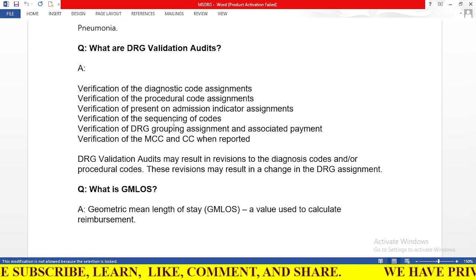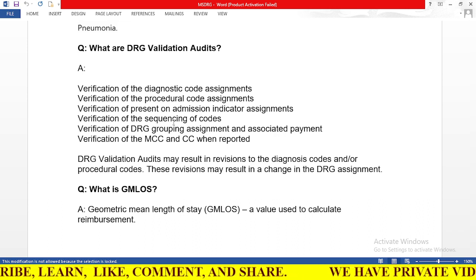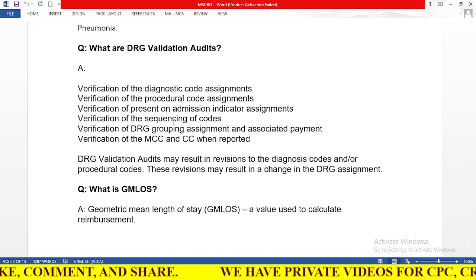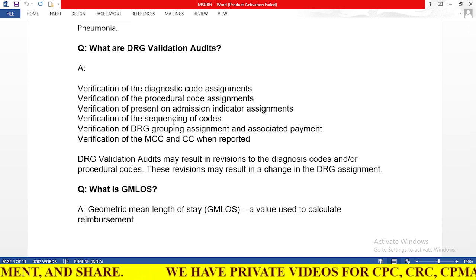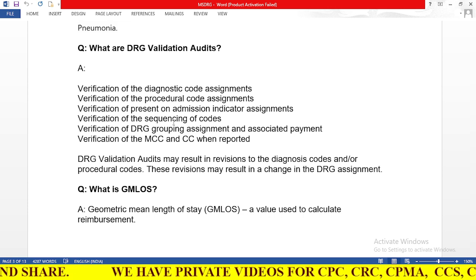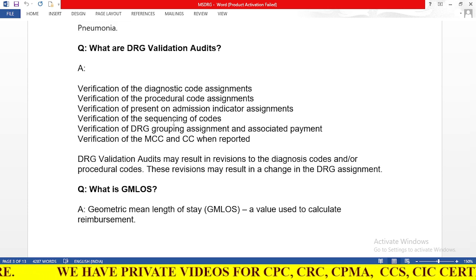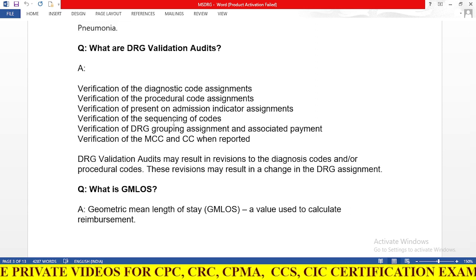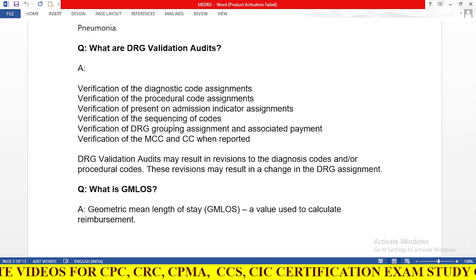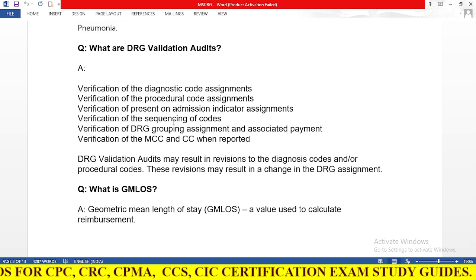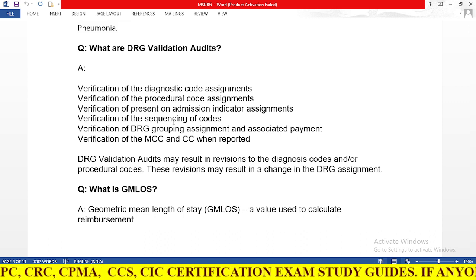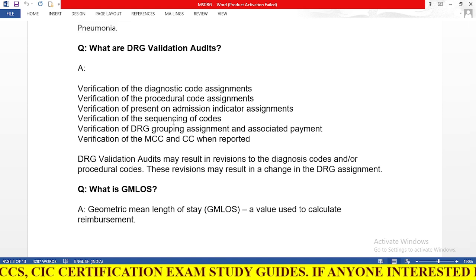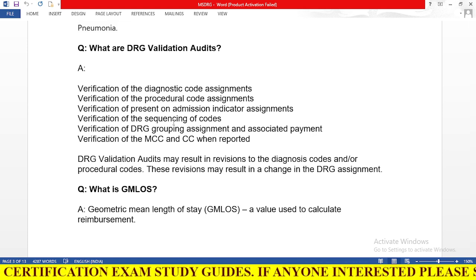Next one, what are DRG validation audits? So what is the purpose of DRG validation audits? Verification of the diagnostic code assignments, verification of the procedural code assignments, verification of present on admission indicator assignments, verification of the sequencing of codes, verification of the DRG grouping assignment and associated payment, so verification of the MCC and CC when reported. So these are the audits which are considered very important for DRG validation.